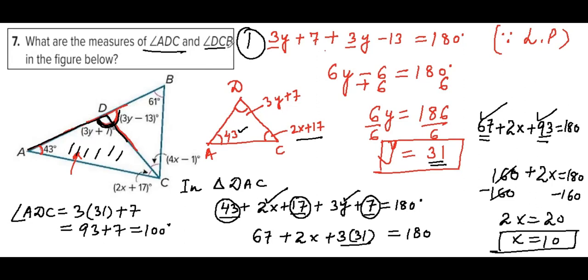The second answer is asking DCB. DCB, this angle. C is coming in the center. They are talking about DCB, so C is in the center. So angle DCB is 4x minus 1. x we have is 10. 4 into 10 is 40, 40 minus 1 is 39. So this is our first answer, and this is our second answer.